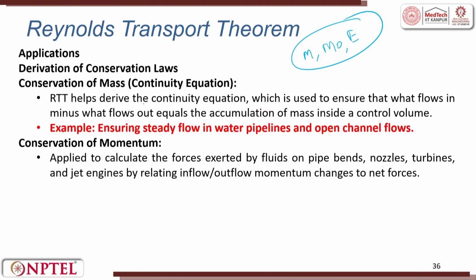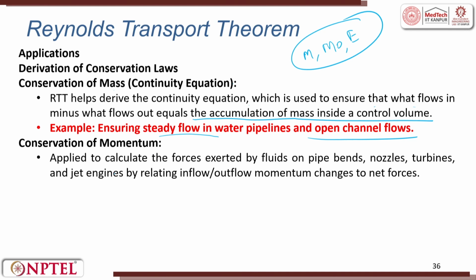So, RTT helps derive the continuity equation, which is used to ensure that what flows in minus what flows out equals the accumulation of mass inside a control volume. What flows in, what flows out; if the difference is 0, fine. If it is not 0, then there is accumulation of mass inside the control volume. Example: ensuring steady flow in water pipes and in open channel flow. So, you measure in and measure out. This is conservation of mass.